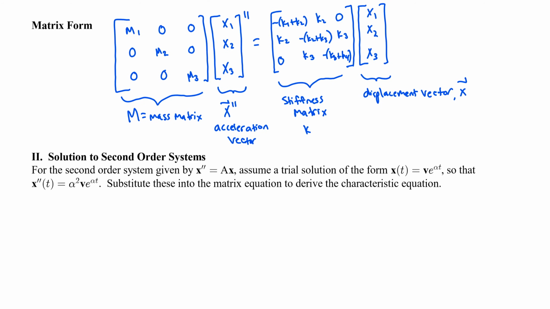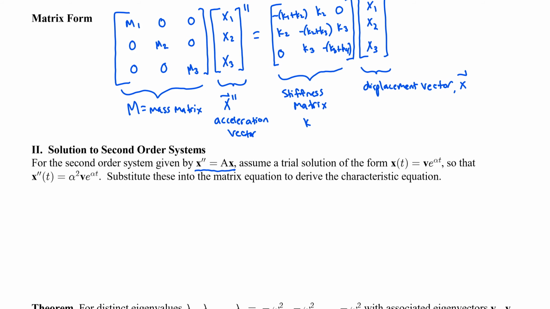So part 2, let's consider the solution to this second order system. For the second order system given by x double prime equals Ax, assume a trial solution of the form x equals v e to the alpha t. Now, before we move on, there's one change here that I want you to notice. X double prime has been isolated from our original matrix equation. So let's see how that works.